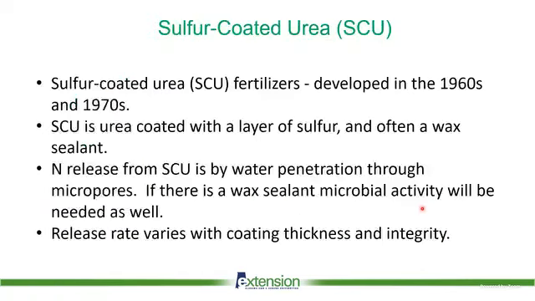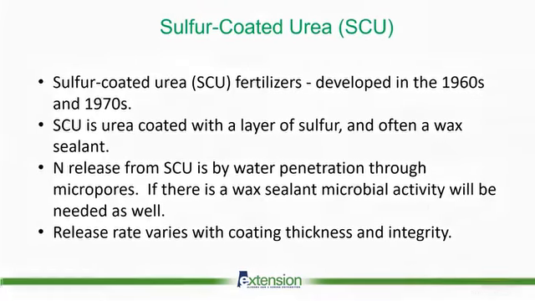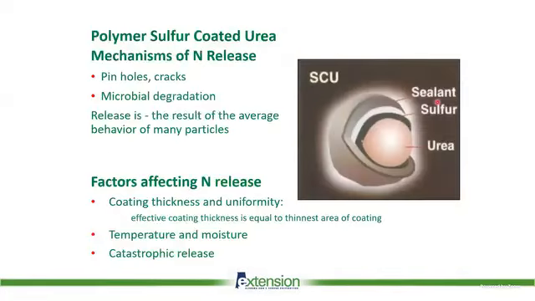Sulfur coated urea, we mentioned this. This right here is kind of a cartoon of a sulfur coated urea prill. You've got urea there and then sulfur around it, and usually some kind of a wax sealant. It doesn't have to be there, but it is often there over the top. The thing you got to remember is, for this to work right, that coating has to be uniform on every piece of urea, and it has to be intact.